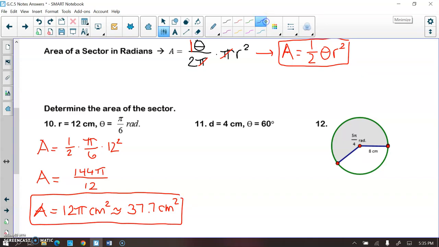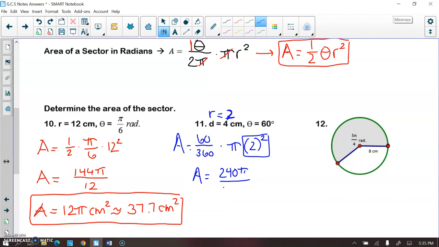The next one, I'm given my angle in degrees, so I'm going to use the first formula. And I'm given the diameter. The diameter is 2 times the radius, so doing 4 divided by 2, I get my radius is 2. So 2 squared is 4. A 4 times a 60 is 240. So I have 240 pi over 360. Giving it in exact format.